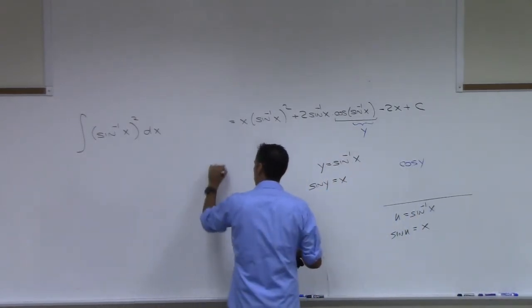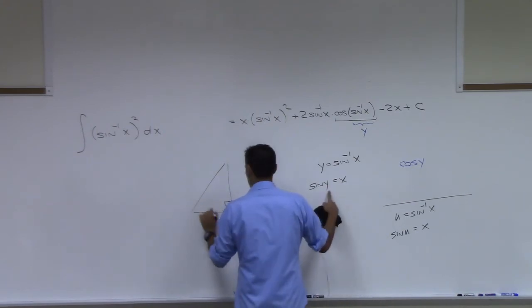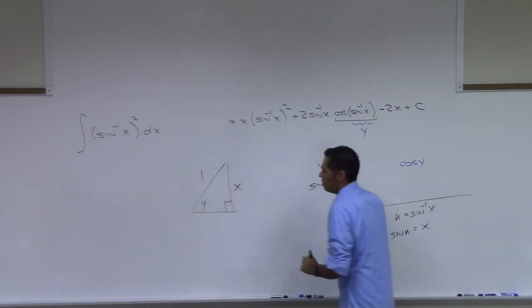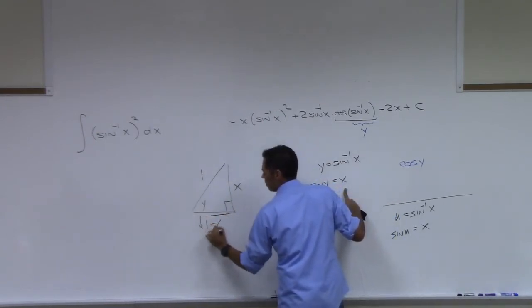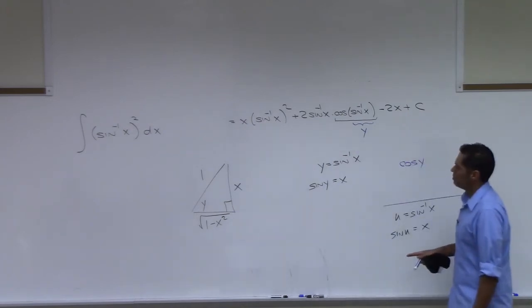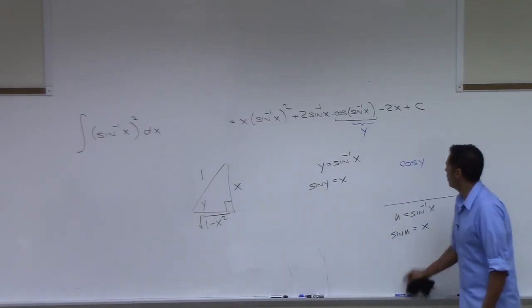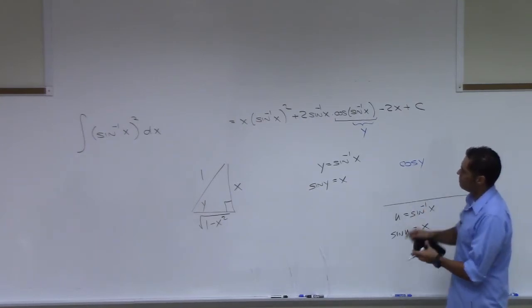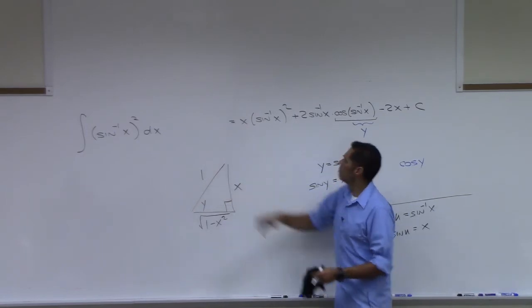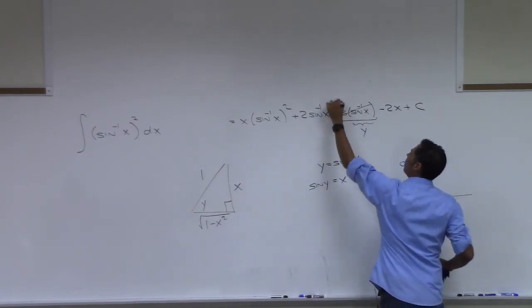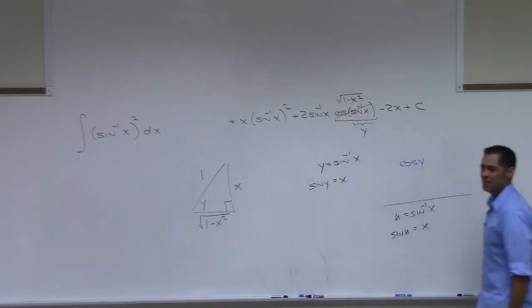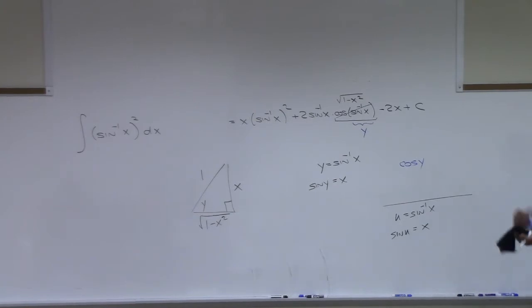And that means if I draw a reference triangle, my angle is y, sine is the opposite over hypotenuse, then that means this side is the square root of 1 minus x squared, right? So now we want to know what cosine of y is. It's the square root of this over 1. So I could replace this whole expression with the square root of 1 minus x squared. That make sense? I thought that's what you were suggesting, yeah.